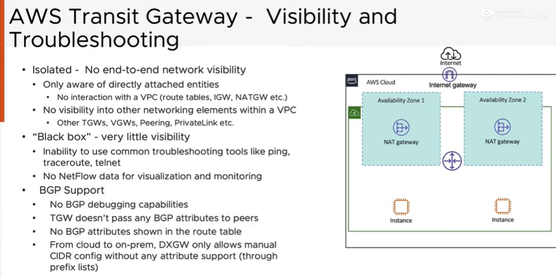In terms of BGP support, it can become difficult to debug the BGP capabilities and options that you have enabled. It also doesn't pass any BGP attributes to peers. It doesn't show the attributes that it does learn in the route table either, which can make troubleshooting difficult. And from cloud to on-prem, the Direct Connect gateway only allows manual CIDR config through what are called prefix lists, and you don't get to choose any attributes of BGP there.